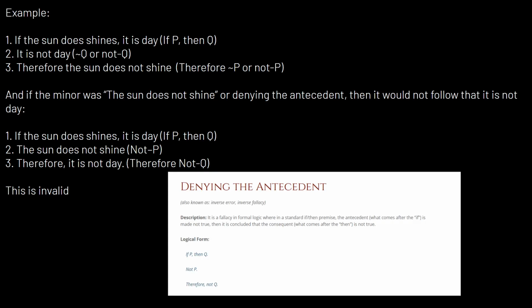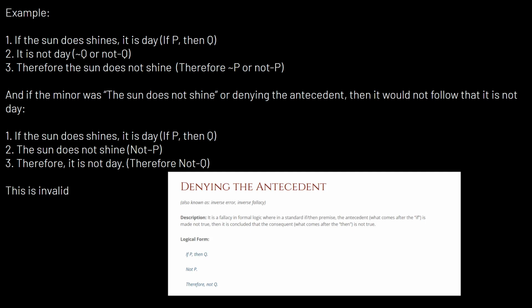and I assume in my minor the negation of the consequent, that is not Q, or it is not day, I can therefore conclude not P, or I can reason that the antecedent is false, and I can say therefore the sun does not shine. But if we were to replace the minor again, and it was the sun does not shine, or denying the antecedent, which is another fallacy by the way, then it would not follow that it is not day. For example, this is the invalid syllogism here.